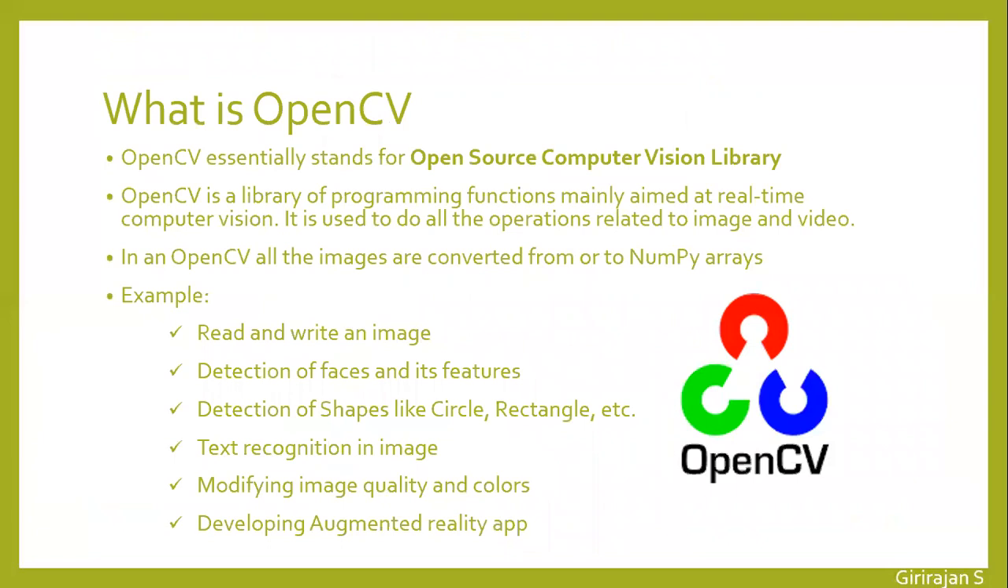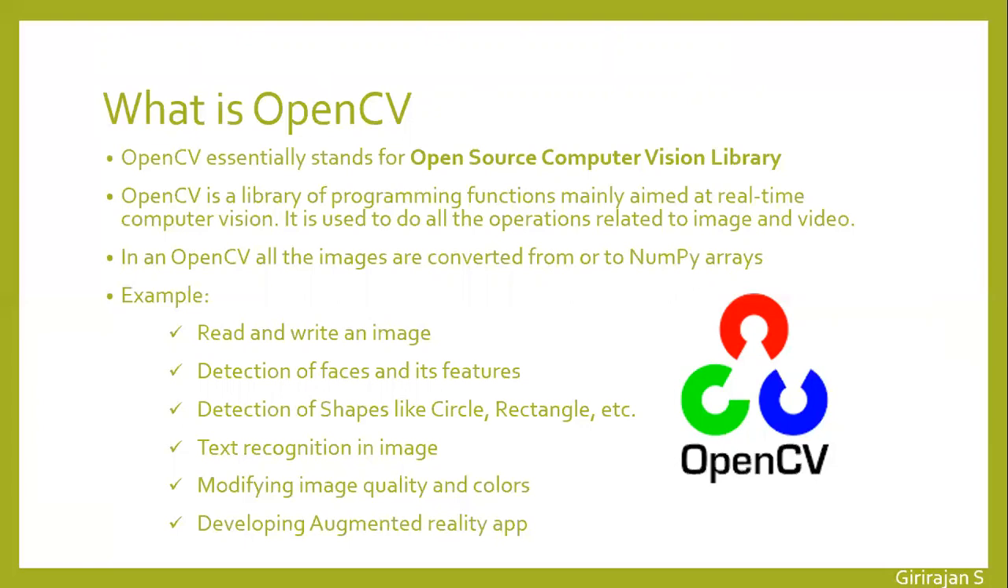So the next thing is, what is OpenCV? OpenCV stands for Open Source Computer Vision Library. OpenCV is a library of programming functions mainly aimed at real-time computer vision. It is used to do all the operations related to images and videos. In OpenCV, all the images are converted from or to NumPy arrays. So for any image, OpenCV first converts it into a NumPy array. That's how OpenCV works. Since we saw the computer will first convert the images into a matrix, in this case it will convert them into a NumPy array or a matrix.